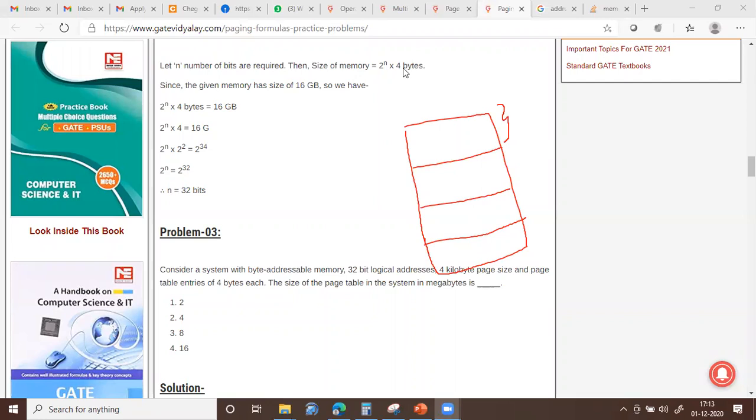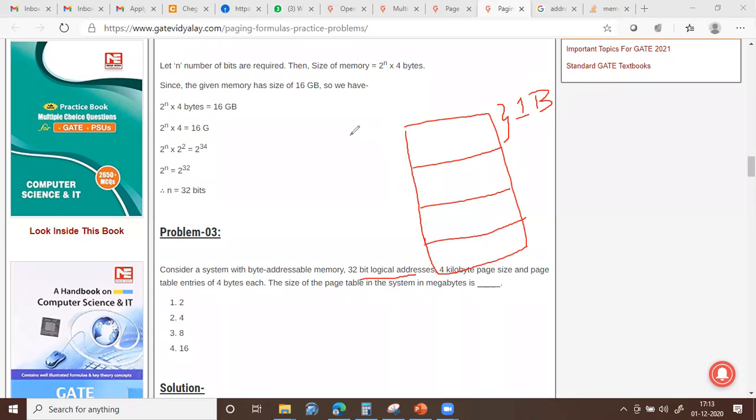Byte address means just 1 byte. So each location is 1 byte. Okay, and 32 bits are used for logical addressing. 32 bits are used for logical addressing means, what is the logical address space?